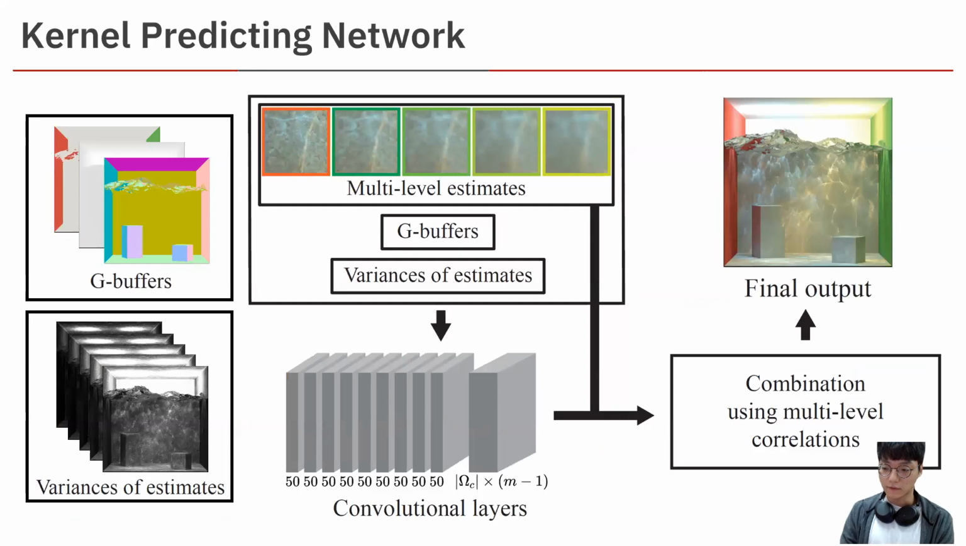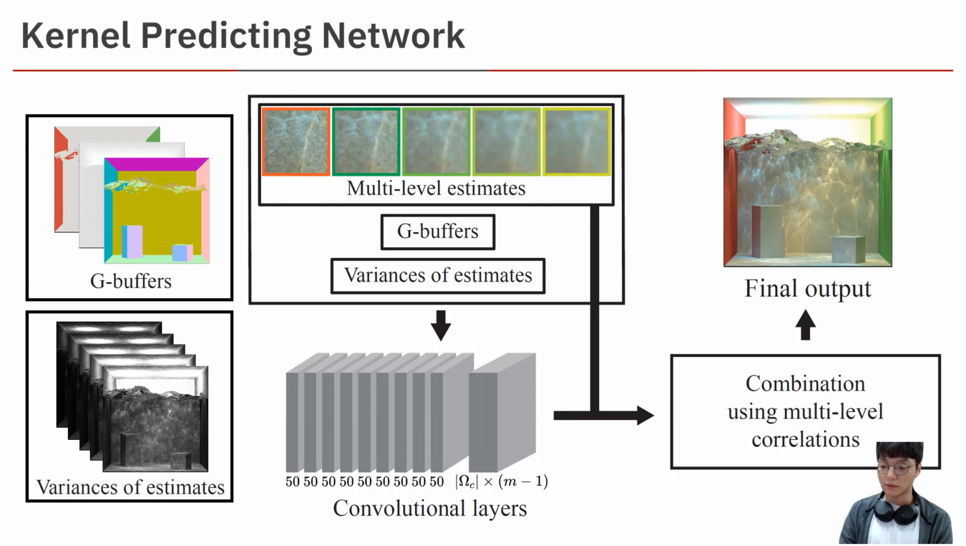Here is an overview of our method. We found the multi-level estimates by varying the initial bandwidth. G-buffers and variance of each estimate are also used as input. Then we utilize a neural network to find the best bandwidth among inputs for each pixel. The output weights are used in the combination kernel, which will be explained in the next slide.